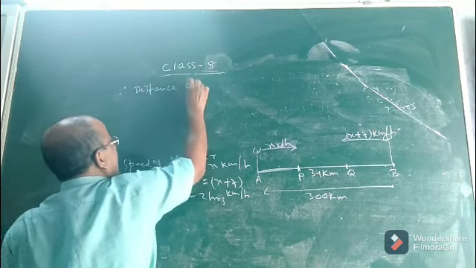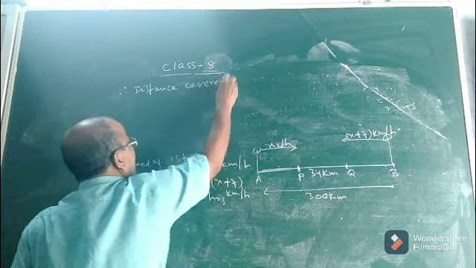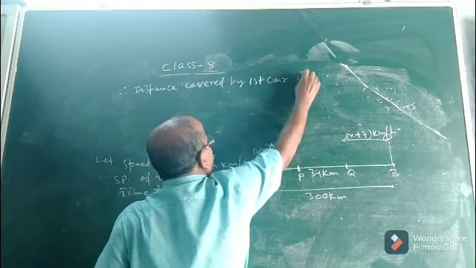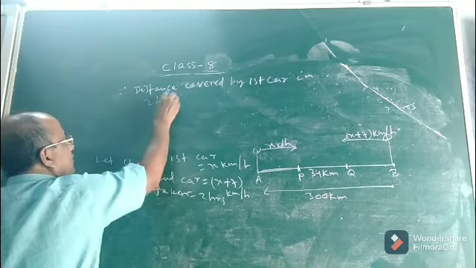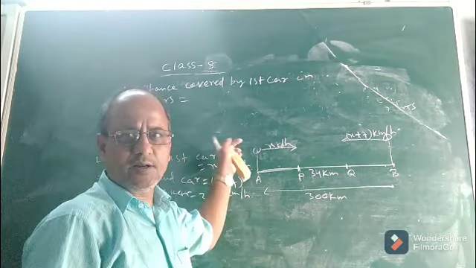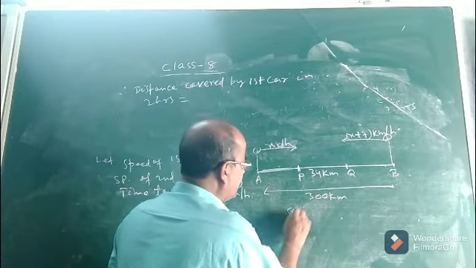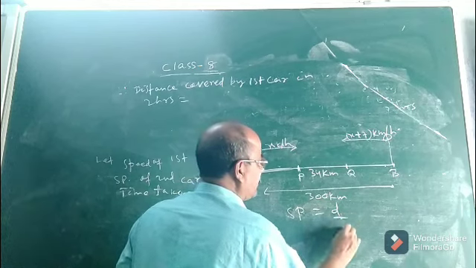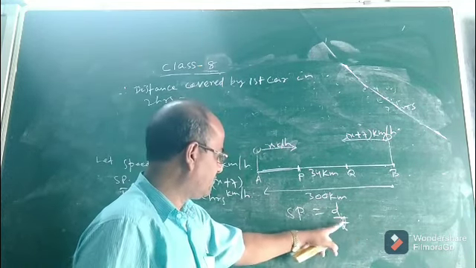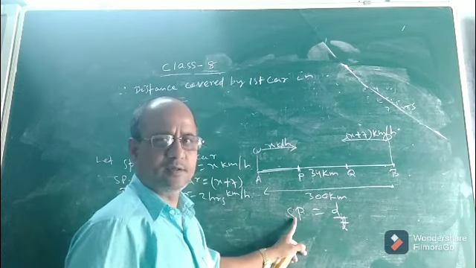Distance covered by the first car in 2 hours. What will be the formula for distance? You know the formula: speed equals distance by time. So distance by time will be speed.